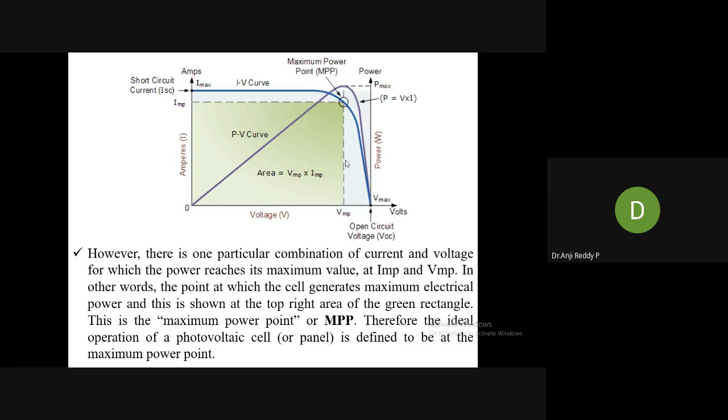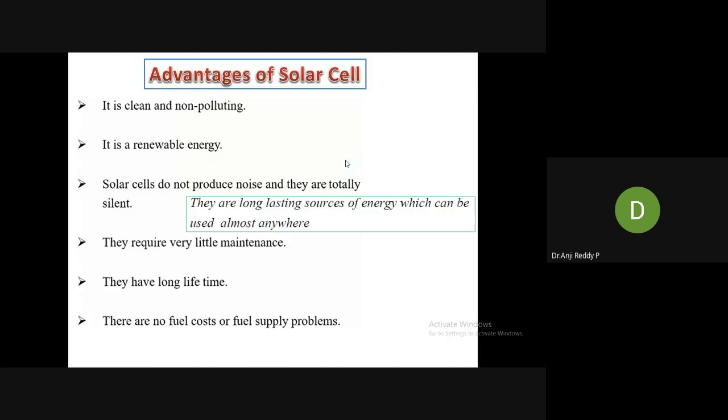Next, we have to study advantages, disadvantages, and applications. Very simple one. Advantages of solar cell: it is clean and non-polluting. Can we get any pollution by using a solar cell? No, not any pollution. It is very clean and non-polluting. Second, it is a renewable energy, not non-renewable. Solar energy is renewable, you can continuously use it.